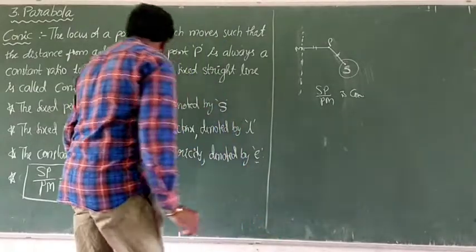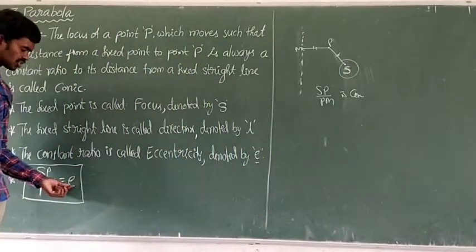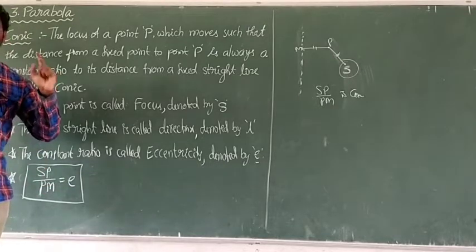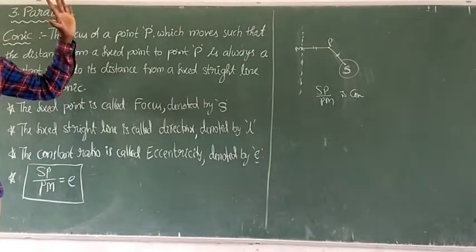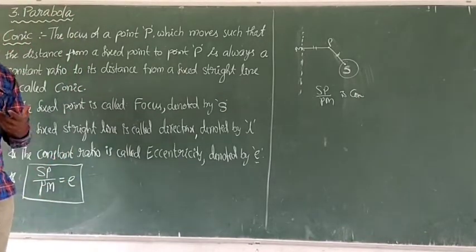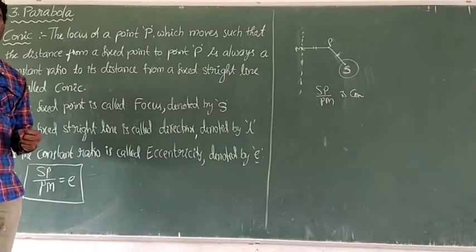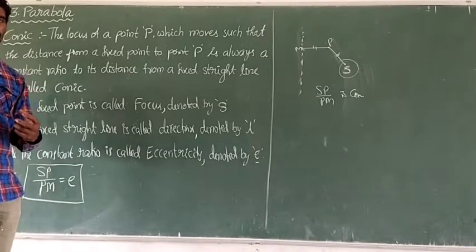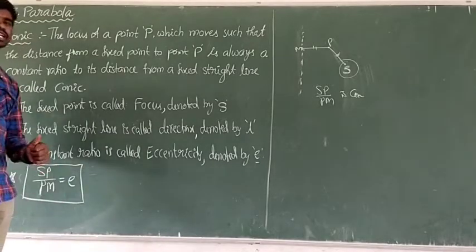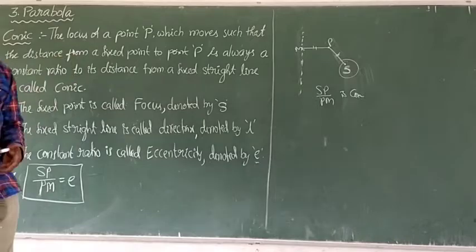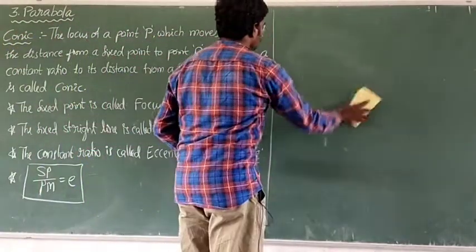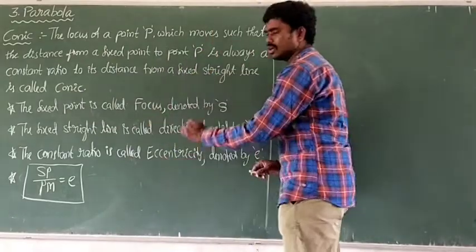Now if this constant ratio is 1, then the conic is called a parabola. If the e value is less than 1, that is called an ellipse. If the e value is greater than 1, then that is called a hyperbola. Please note down point by point up to here clearly.